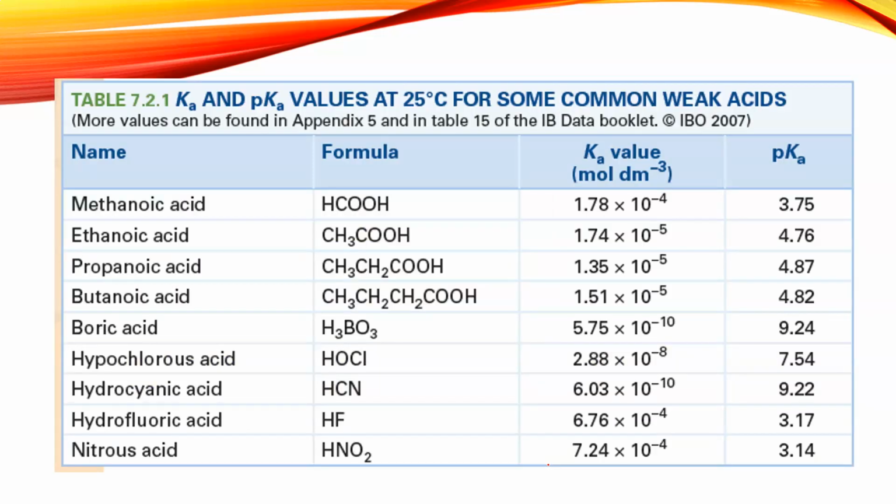These tables of pKa's and pKb's are given in your data booklet, and as you can see, methanoic acid has a pKa of 3.75, 4.76 for ethanoic acid. Nitrous acid is 3.14. Hypochlorous and boric are at 7 and 9. So remembering that as the pKa increases, the strength of the acid decreases.